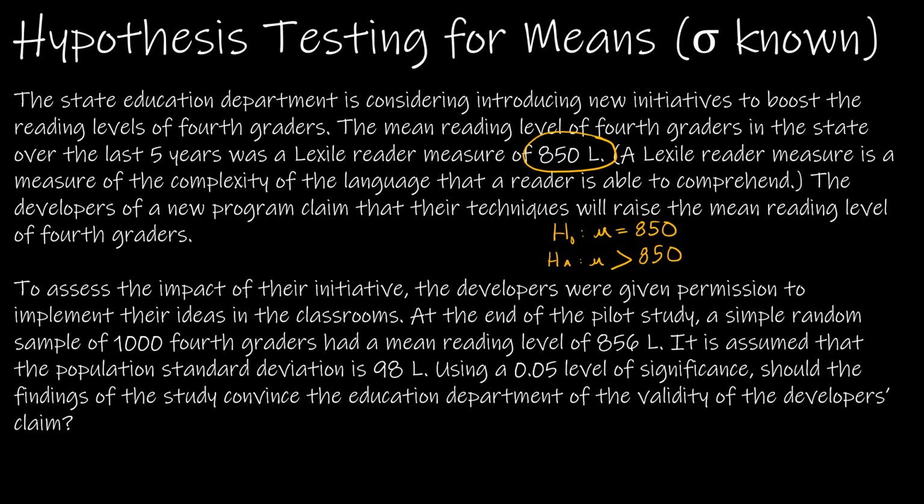To assess the impact of their initiative, the developers were given permission to implement their ideas in the classrooms. At the end of the pilot study, a random sample of 1,000 fourth graders, so n, the number of samples, is 1,000, had a mean reading level of 856. So 856 is our observed, which we use x bar. It is assumed that the population standard deviation is 98. And we're going to use a level of significance of 0.05.